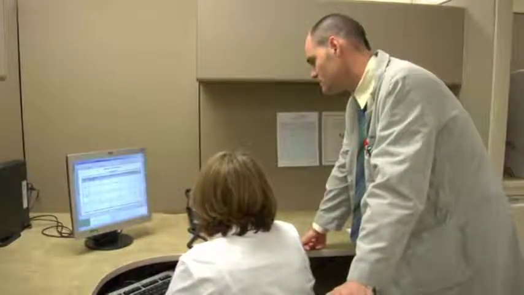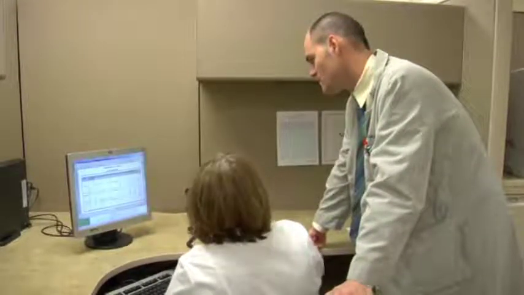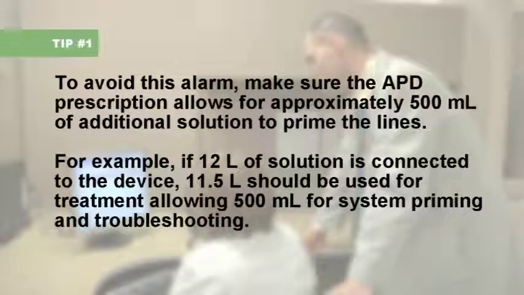Baxter advises you to use the following alarm prevention techniques. Tip number 1. To avoid this alarm, make sure the APD prescription allows for approximately 500 milliliters of additional solution to prime the lines. For example, if 12 liters of solution is connected to the device, 11.5 liters should be used for treatment, allowing 500 milliliters for system priming and troubleshooting.